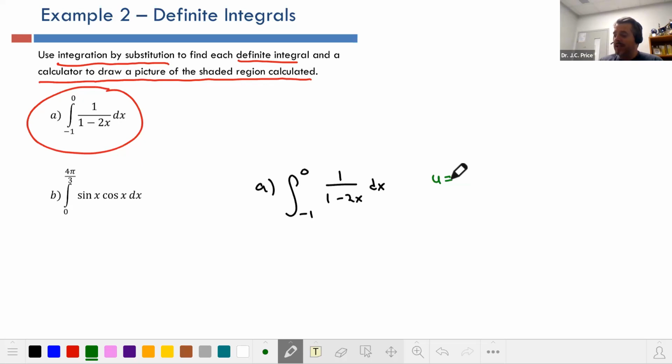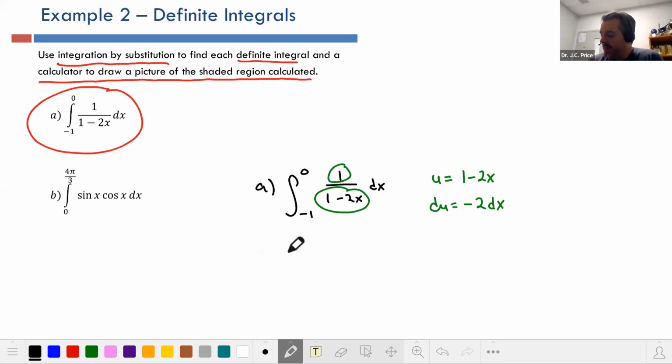So I'll let u equal. And again, you only have 2 choices. You can let it be the top or the bottom. The top won't do anything for you. So it has to be the bottom. So we'll let it be 1 minus 2x. And then du will be equal to, so you just take a derivative of this side, so it's 0, and the derivative of -2x is just -2. Now I write the dx on the right.